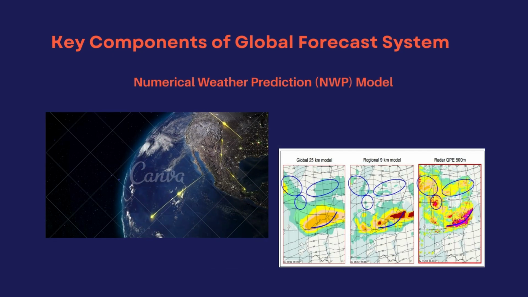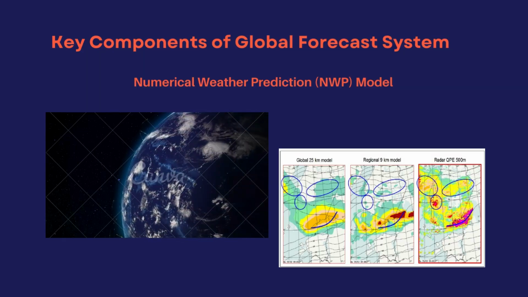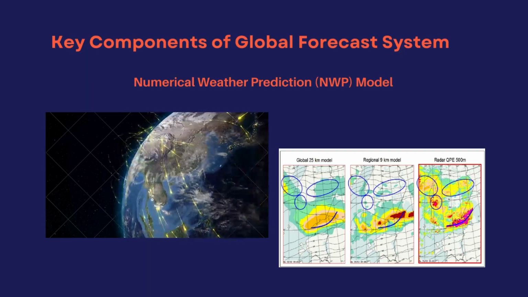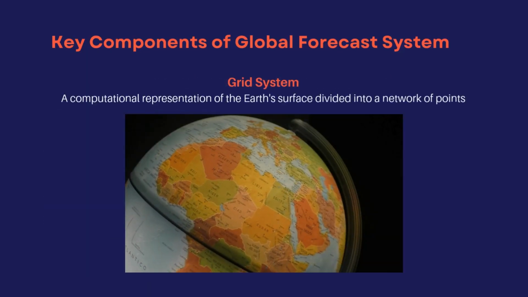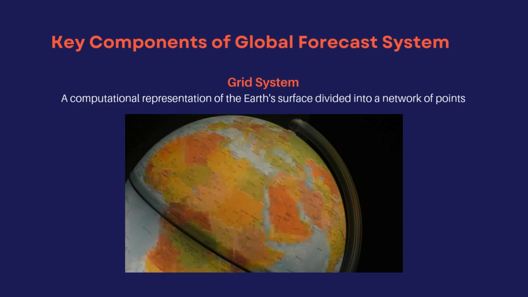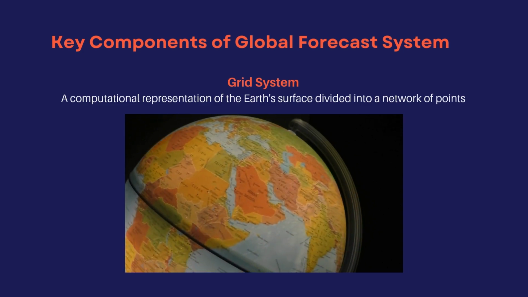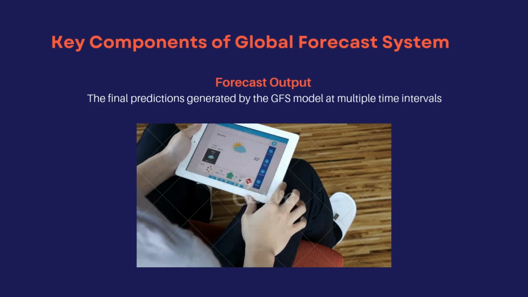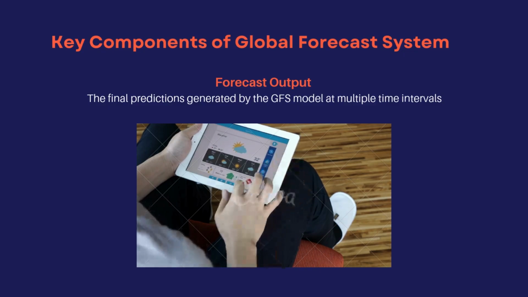Numerical weather prediction, NWP. The model uses mathematical equations to simulate atmospheric behavior, predicting changes in weather patterns. Grid system. Divides the Earth's surface into a network of points to calculate weather conditions for localized forecasts. Forecast output. Generates predictions up to 16 days ahead, updating every 6 hours for accuracy and reliability.